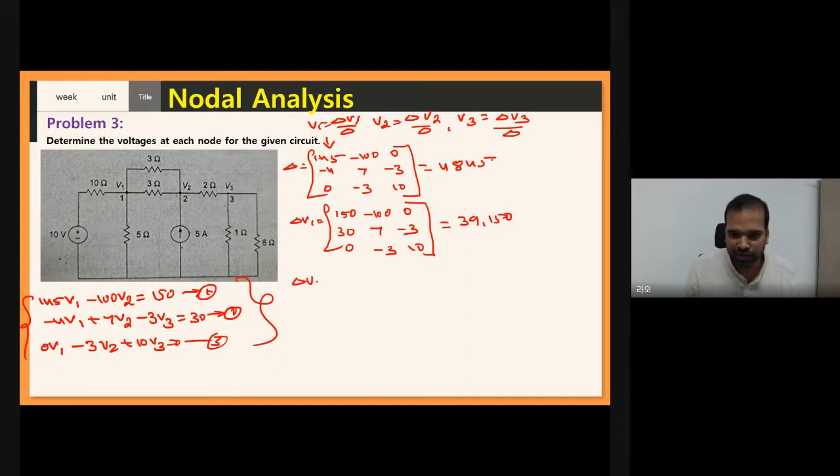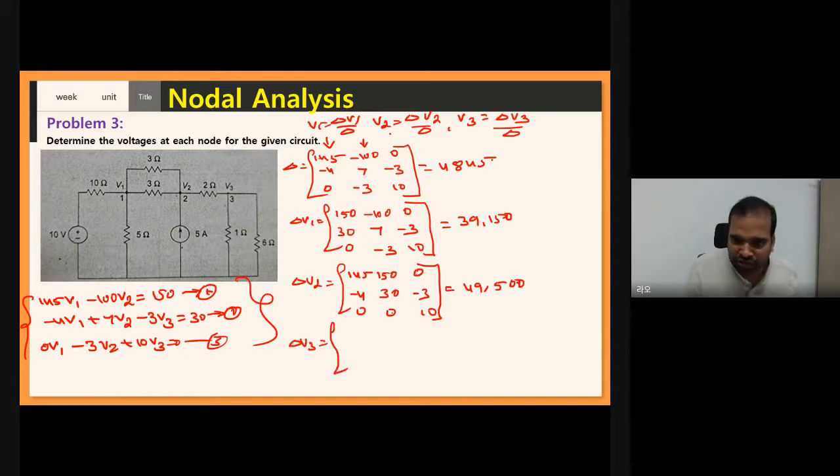Now for delta V2, what will you write? Instead of the V2 terms, you will write the constant values: 150, 30, and 0. The V1 values and V3 values are the same from equation 1 to 3. So the V1 values are 145, minus 4, 0, and the V3 values are 0, minus 3, and 10. So the determinant of delta V2 is 49,500.